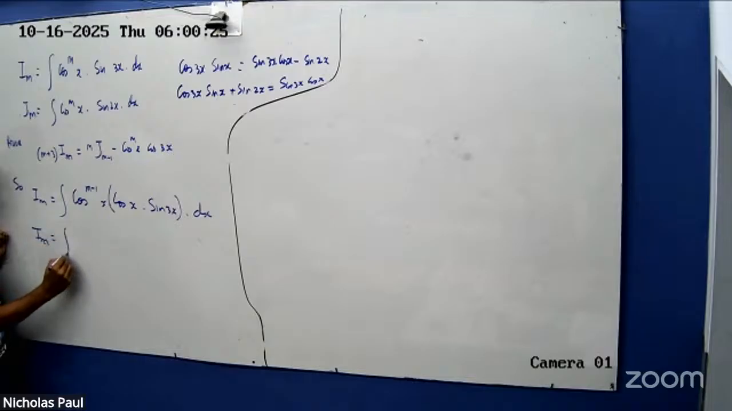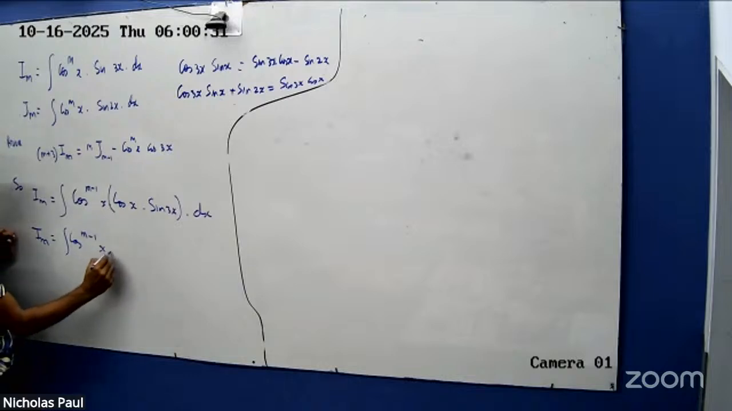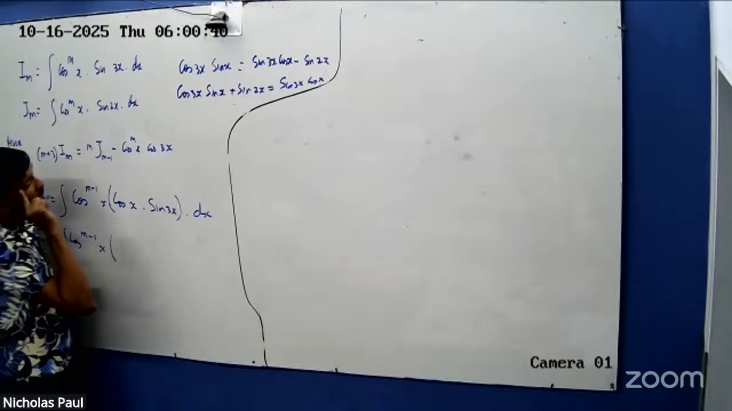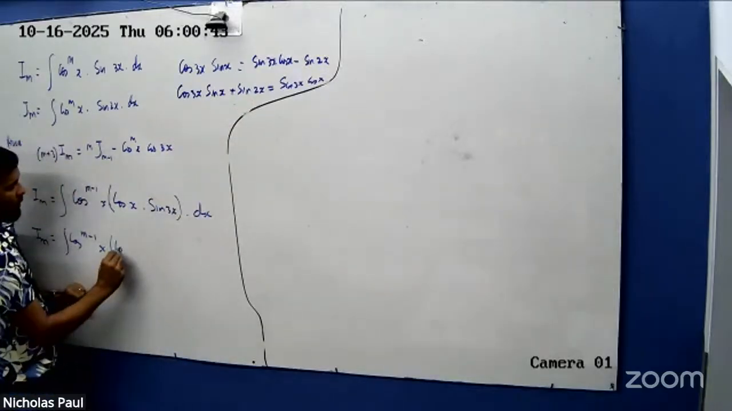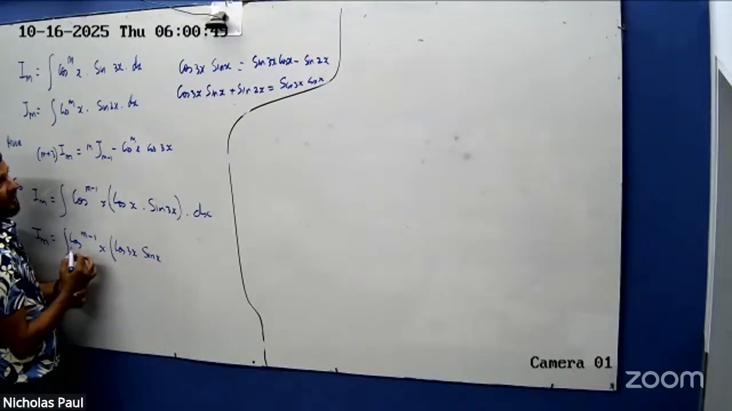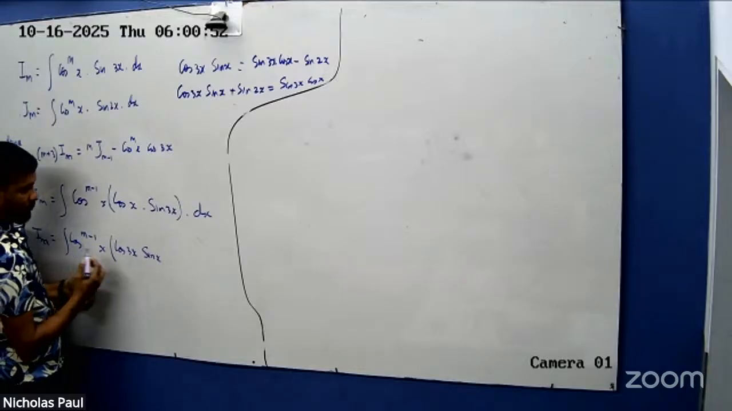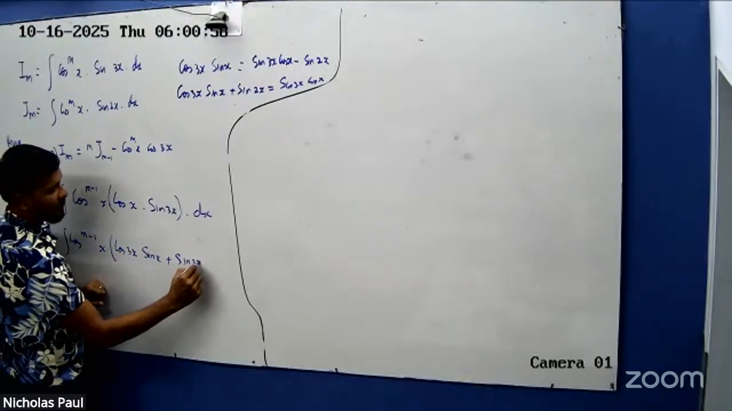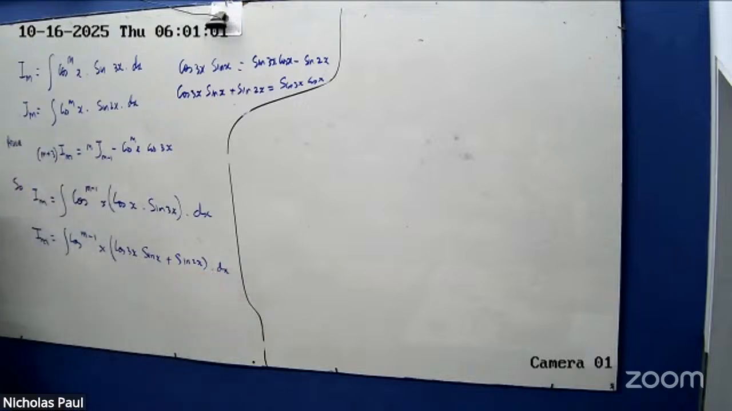That's called sine x minus sine. Plus sine plus. What it says is cos 3x sine x plus, that's this here, right? That's cos 3x sine x plus sine 2x dx. So now we know what I to the m is.